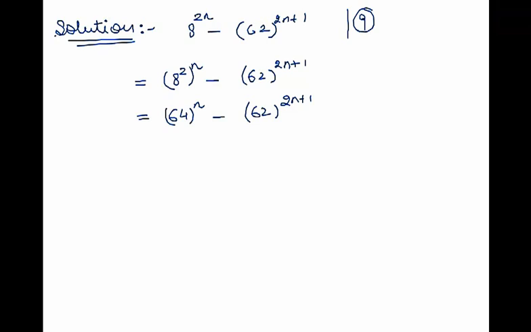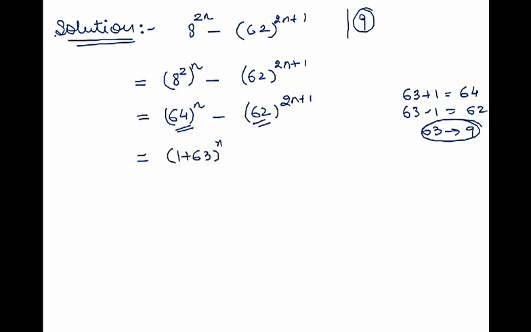Now if we observe carefully, this is 64 and this is 62, and both are lying on the left and right of 63. That is, 63 plus 1 we get 64, and 63 minus 1 we get 62. And we know that 63 is a multiple of 9. So we will convert the whole expression in terms of 63. So we get (1 plus 63)^n minus (63 minus 1)^(2n+1).